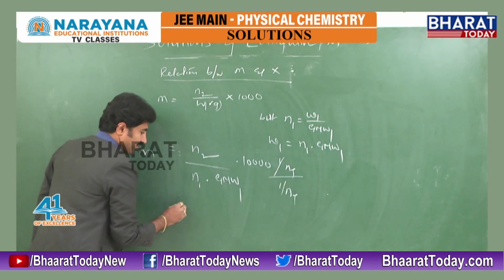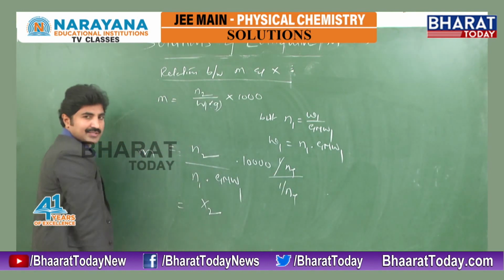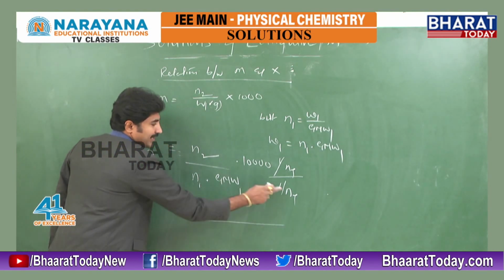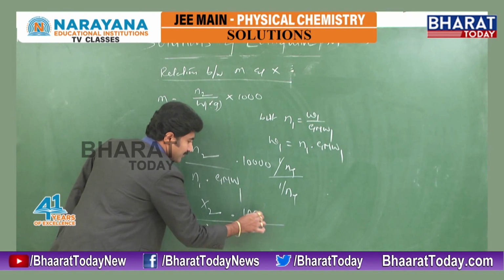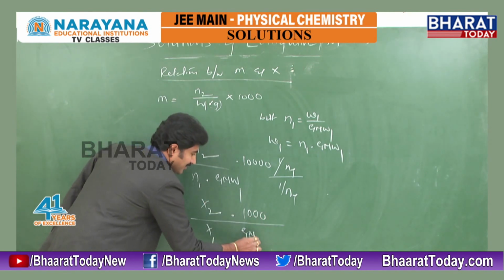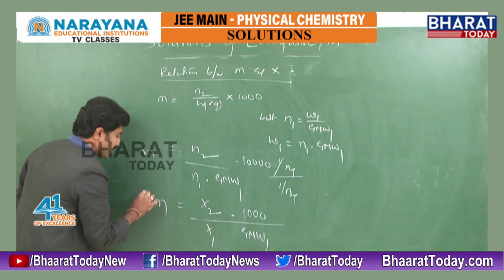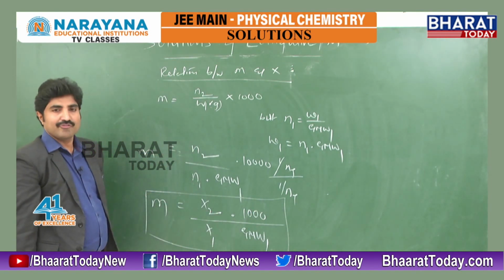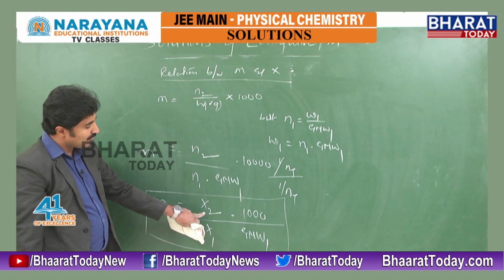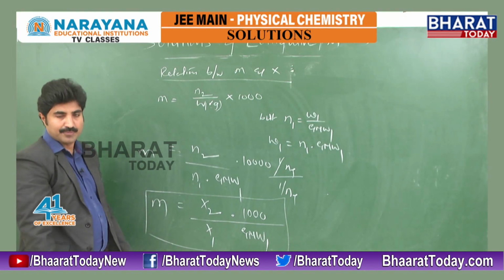N2 by N total becomes mole fraction of the solute. N1 by N total becomes mole fraction of the solvent, into 1000 by the gram molecular weight of the solvent. This is a relation between molality and mole fractions. From this we can write mole fraction in terms of molality also.